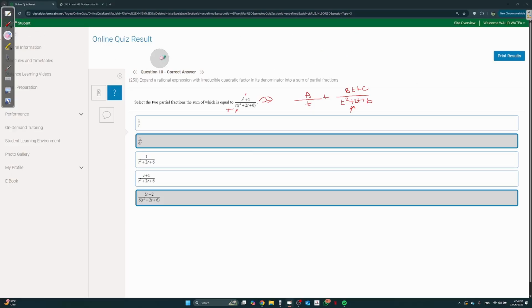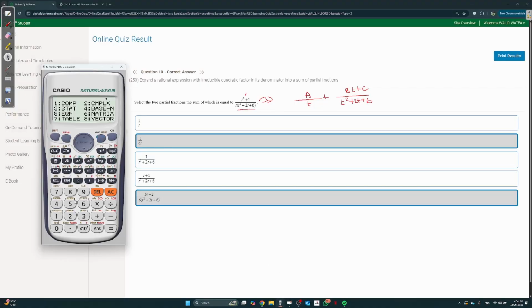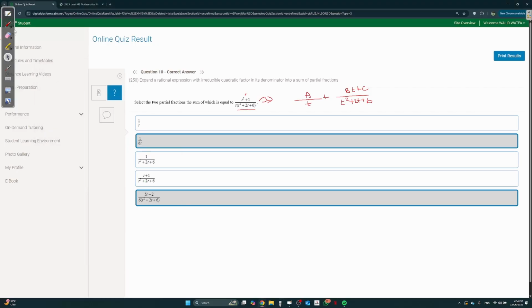Yeah, some people might say, okay, how do you know this is the factor? Try factoring it. Sometimes she puts something that can be factored. Some people directly don't try, but you need to try factoring t squared plus 2t plus 6. You have your calculator. As you can see here, I get an imaginary number, so it's not factorable. So just continue. I'm going to split it into these two.